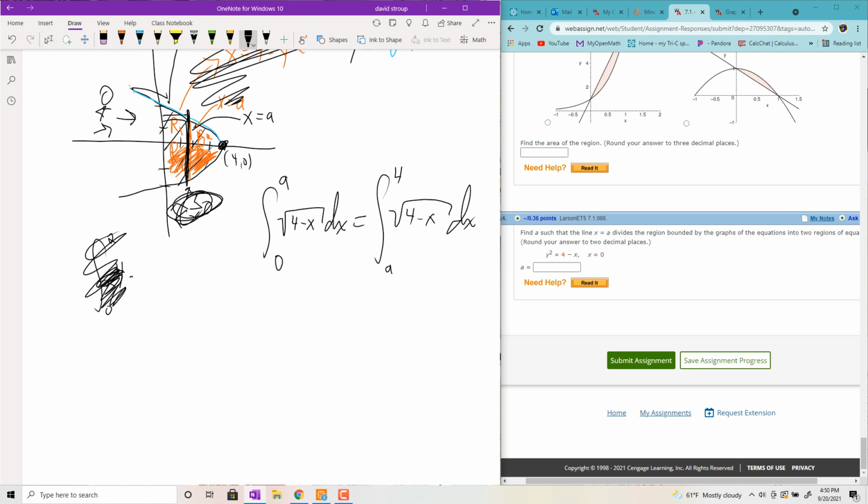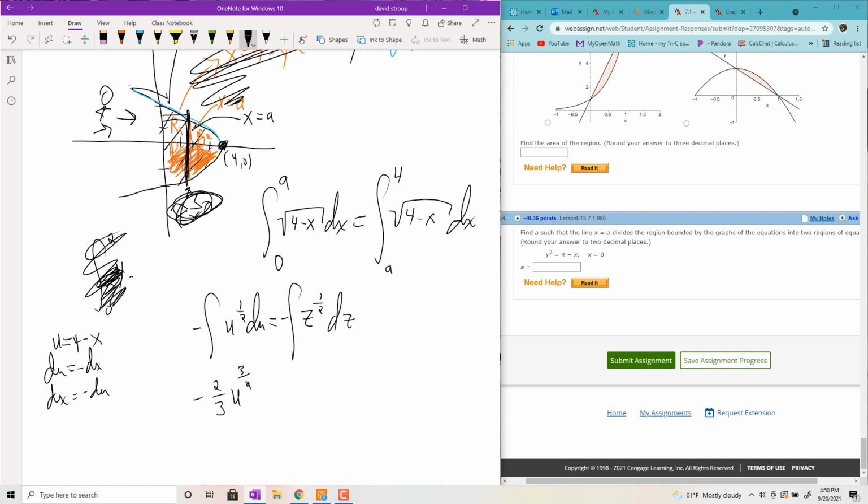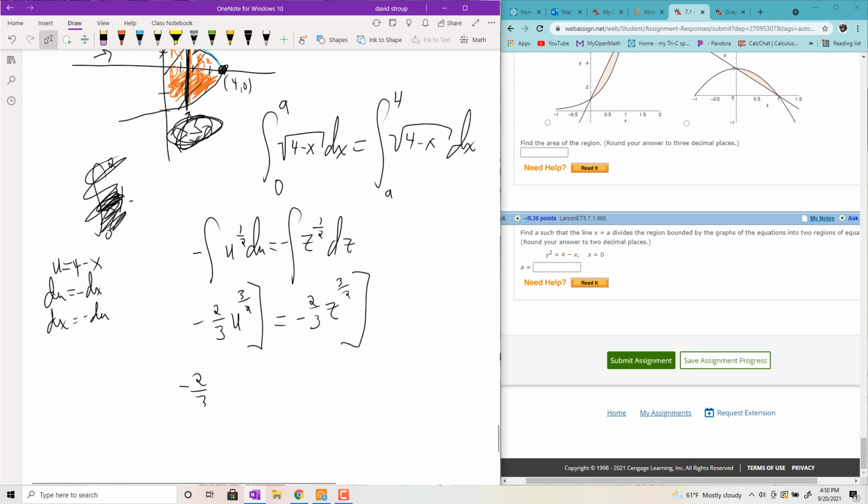Okay. So you could do a u substitution if you want for 4 minus x. You get du is negative dx, so dx is negative du. So on the left here, I got u to the 1/2 times negative du. Pull out the negative, you get du like that. On the other half, you can use a different letter. There's a negative there. So you get negative u to the 3/2 times 2/3, evaluated, equals negative z to the 3/2 times 2/3, evaluated. Back substituting now, negative 2/3 times (4 minus x) to the 3/2 equals negative 2/3 times (4 minus x) to the 3/2. And of course, we still have to evaluate from 0 to a on the left and from a to 4 on the right.